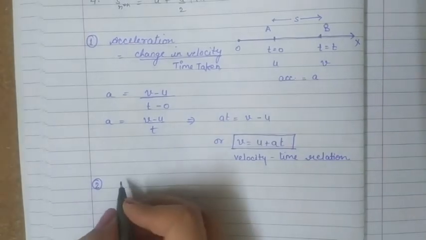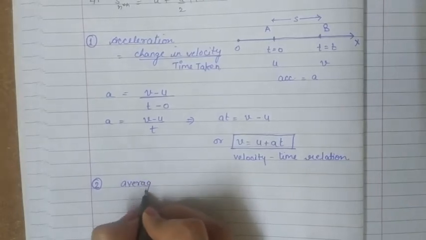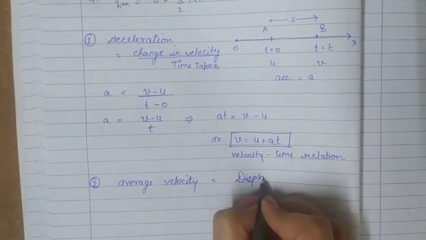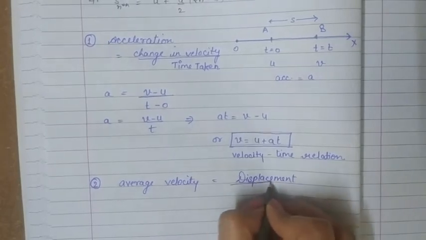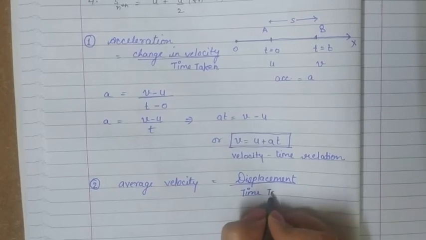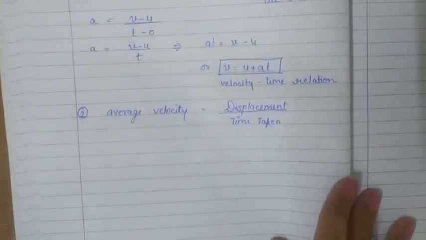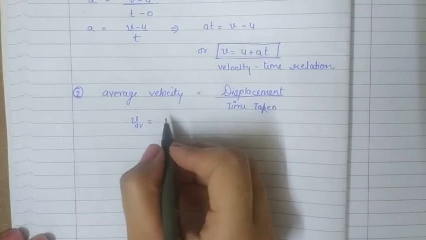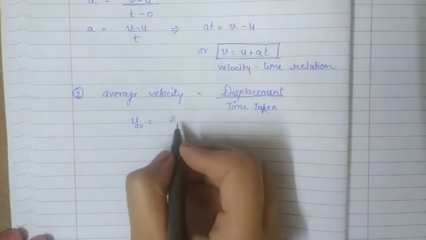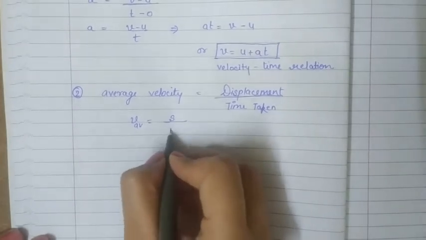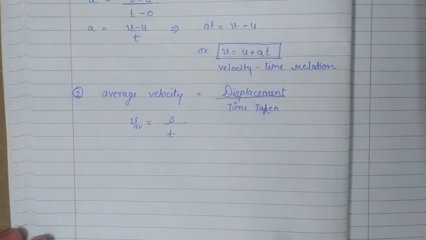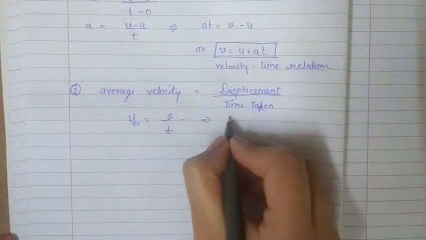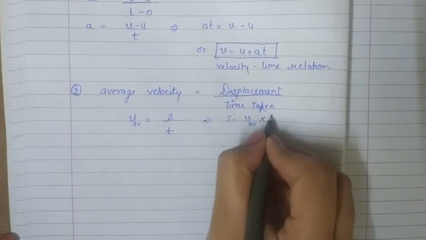So average velocity is equal to displacement, the displacement between the initial and final position upon time taken to cover that displacement. So it can be given as V average is equal to, displacement is S, we consider it as S, and time taken is t minus 0, or t. Okay, so this we know that S upon t is the V average. Now we can also write it as S is equal to V average into t.